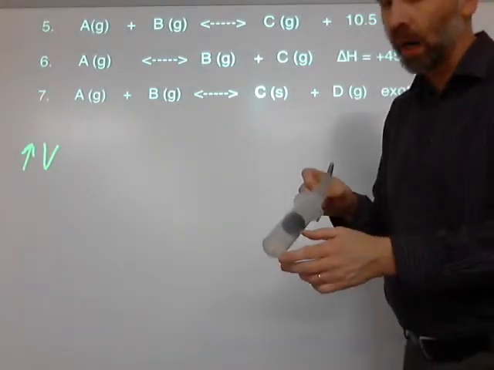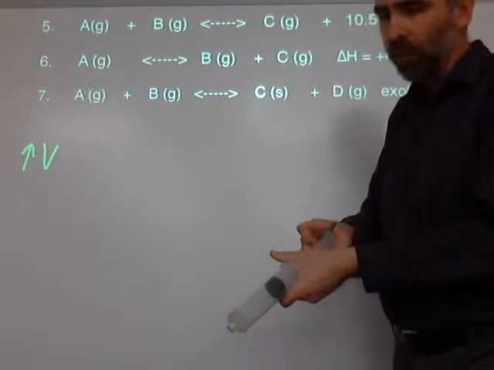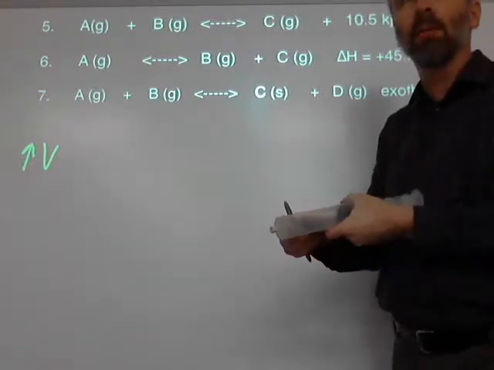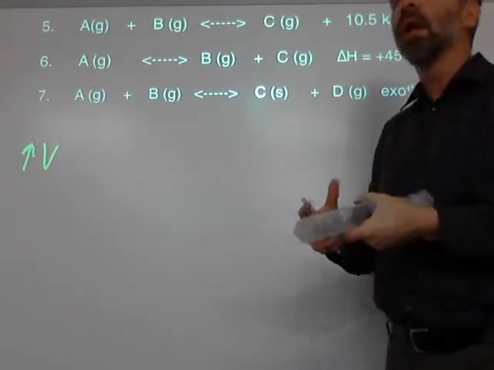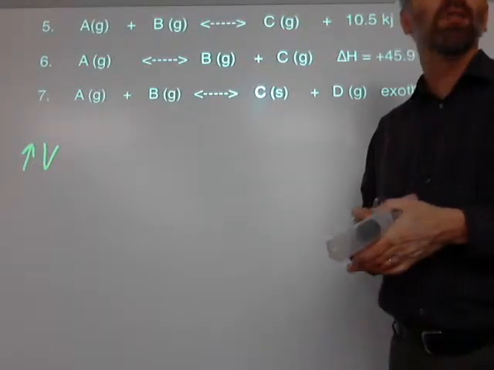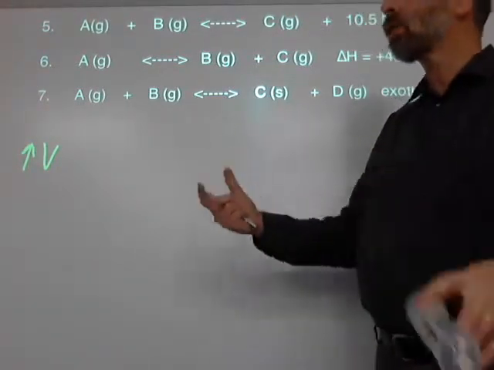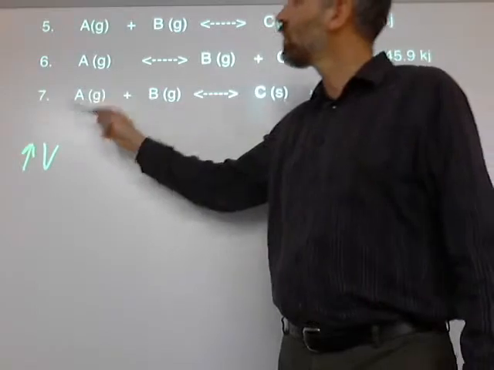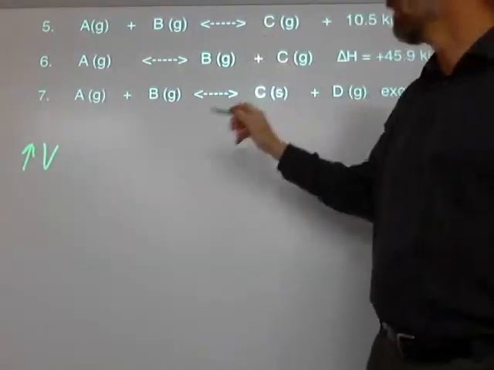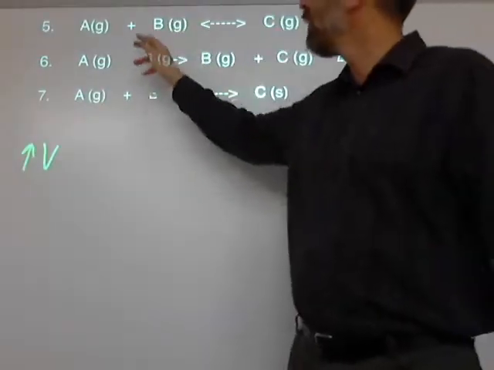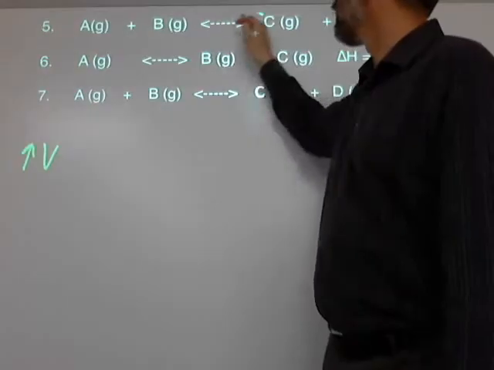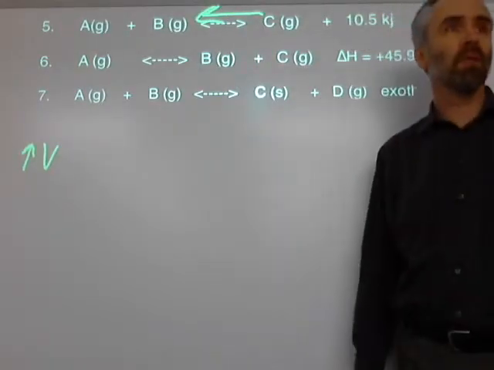Now, here's what I'm doing when I increase the volume. I've talked about this before. I have a certain number of particles. I pull back on the container. I have the same number of particles in a larger space. So the concentration of these guys decreases. It's going to try to get those back up. It's going to favor the side with more molecules. So you all agree, for this guy, it's going to favor that direction, more molecules on that side.